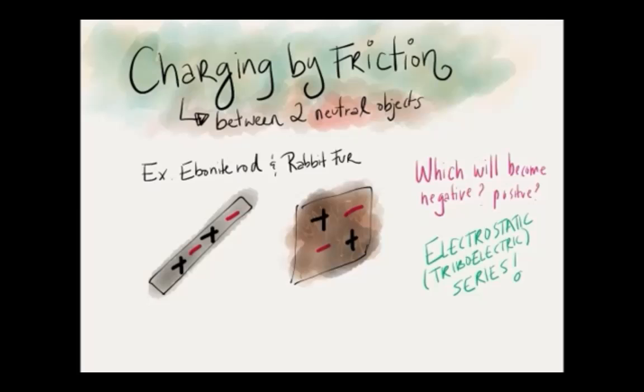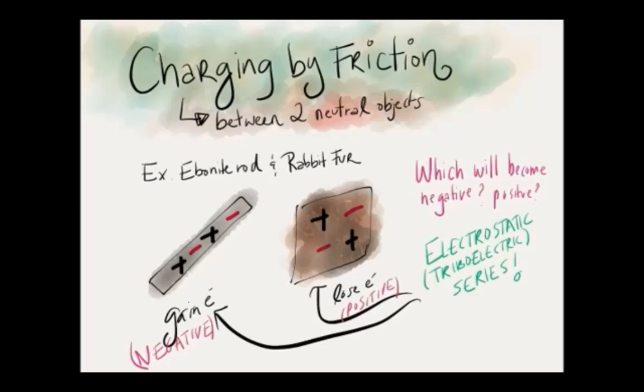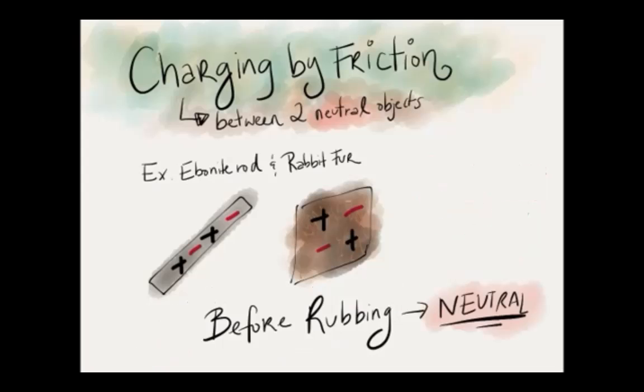If you're wondering which one will become negative and which one will become positive, you need to look at the electrostatic slash triboelectric series chart, and that will help you determine which one will become positively charged and which one will become negatively charged. When you look at that chart, you'll notice the ebonite rod is more likely to gain electrons, whereas the rabbit fur is more likely to lose electrons. So your ebonite rod, since it gains electrons, will become negatively charged after friction, and your rabbit fur will become positively charged because it loses the electrons.